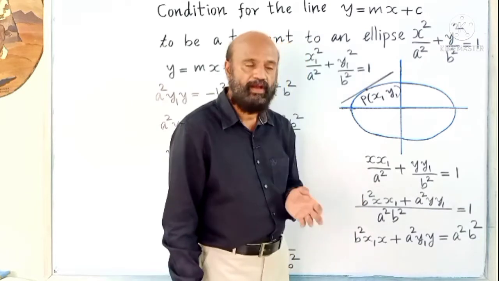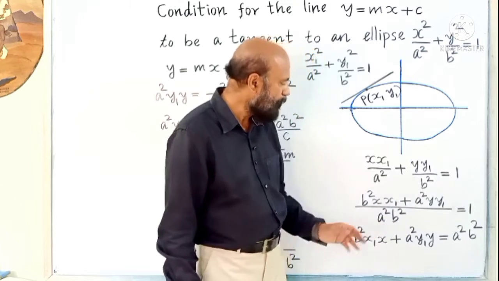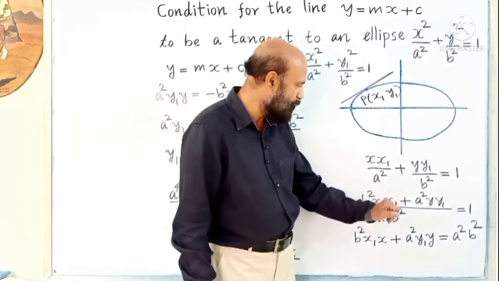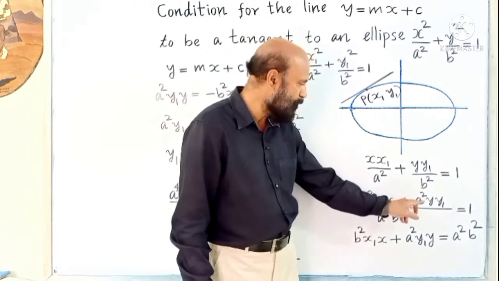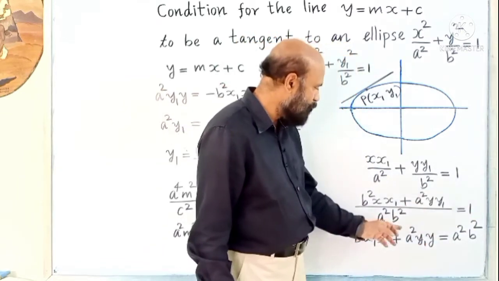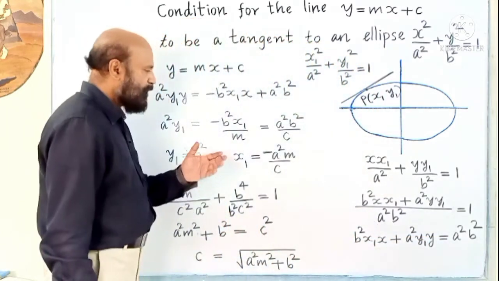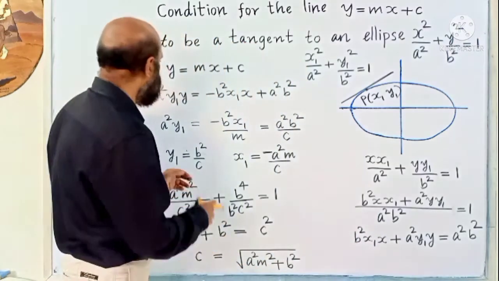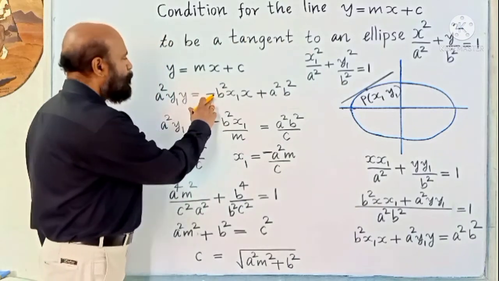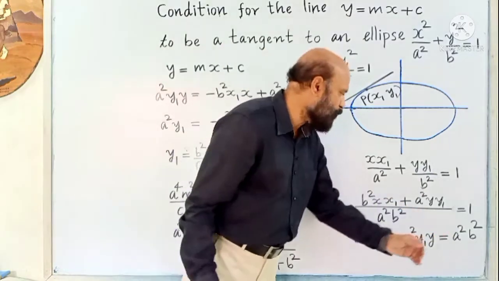Now let us rearrange this, taking the LCM a²b². When this is divided by a²b², we get b²xx1 plus, when divided by b², a²yy1 is equal to a²b². Take this to the other side, so you will get this equation. Now rearrange this equation: a²y1 y, take this to the other side, so it will become minus b²x1 x plus a²b².